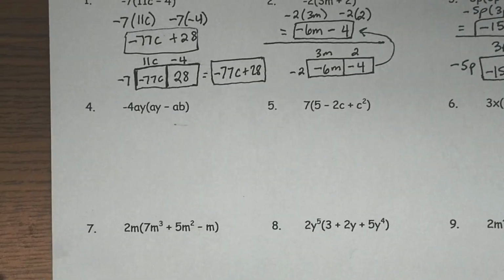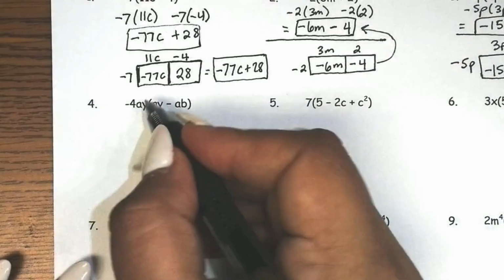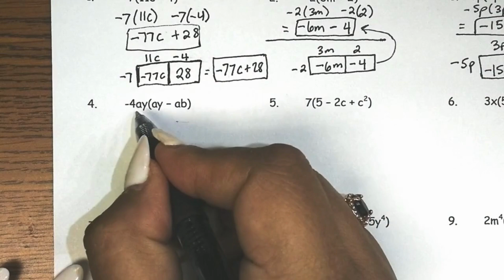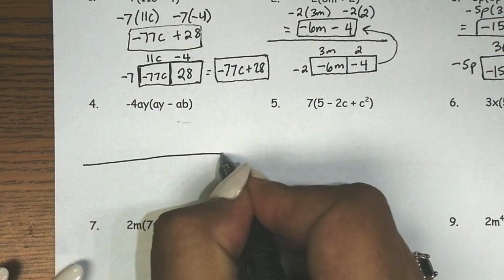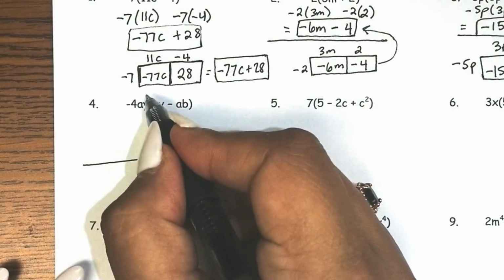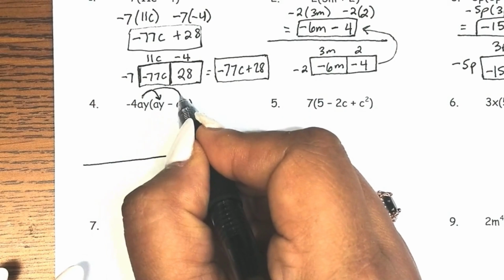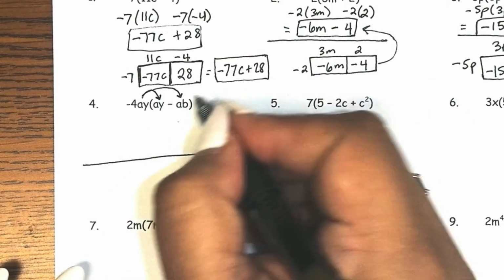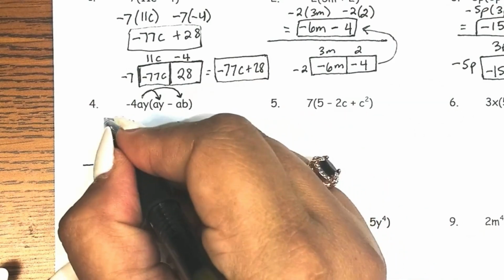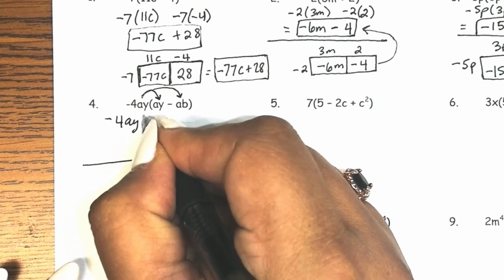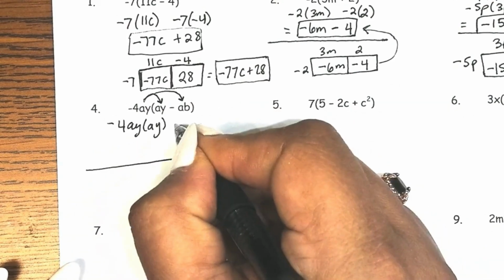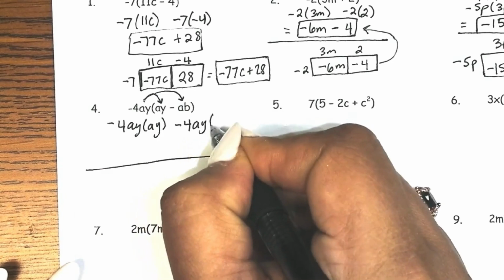Number 4, you are doing negative 4ay times ay, and negative 4ay times negative ab.